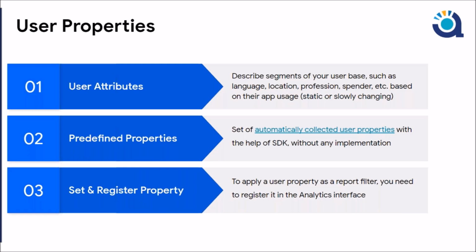So if I talk about location, it is definitely not going to be static information. These user properties can be slowly changing over a period of time, but my profession might not change, so it could be static information as well. You could use these user attributes to directly filter the data in any of these reports, like we just saw about filtering the data using the audiences. You could also filter the data using these user attributes.